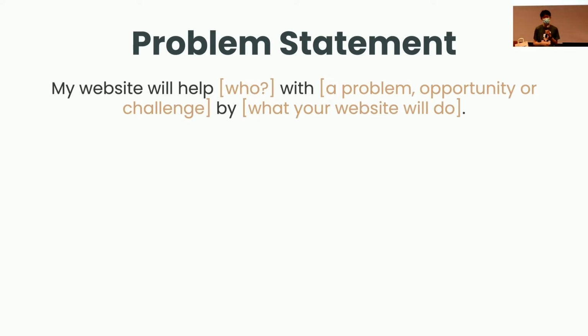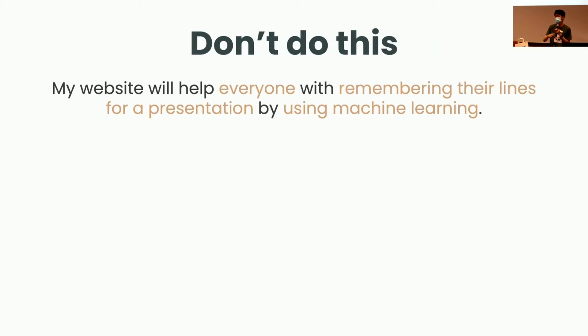This is an example of what a problem statement looks like. It's like: my app or my website will help who with a problem, opportunity, or challenge by doing what. Don't make it overly vague, like my website will help everyone with remembering their lines for a presentation by using machine learning. That makes no sense because no one knows how it actually works. You can be a bit more specific, like this.